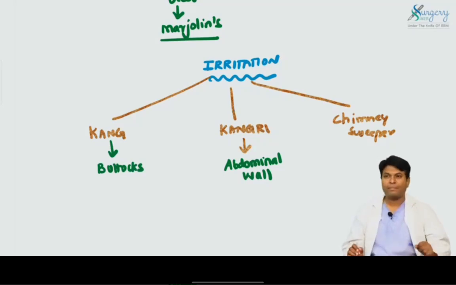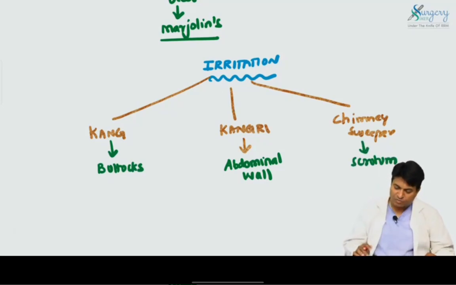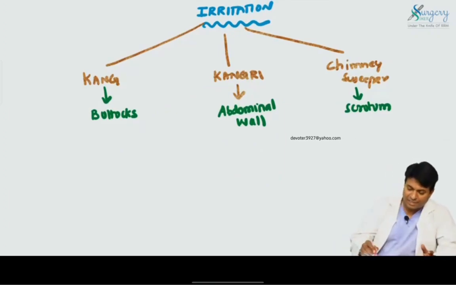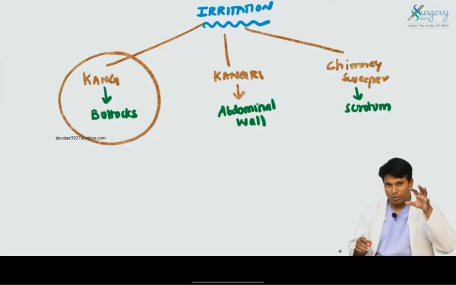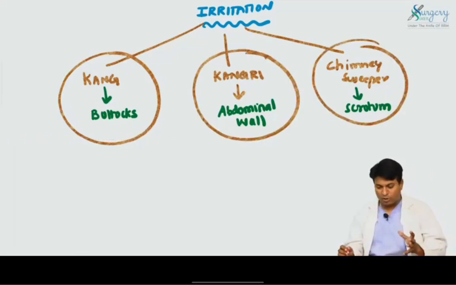In the buttocks it is Kang, in the abdominal wall it is Kangri, and in the scrotum it is chimney sweeper cancer. These are typically due to irritation causing cancers, so please don't forget them. Irritations like sitting on a hot oven in the buttocks, keeping a hot pot on the abdomen as in Kangri in Kashmir, and chimney sweepers getting it in the scrotum.